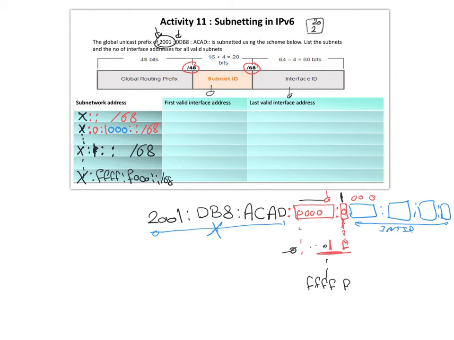So these are all the subnetwork addresses. Of course, we didn't write them all because there are 2 to the power 20 subnetwork addresses, so we cannot write them all. But this is the approach, how we can calculate all the subnetwork addresses. Okay.